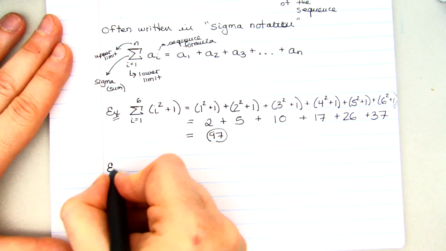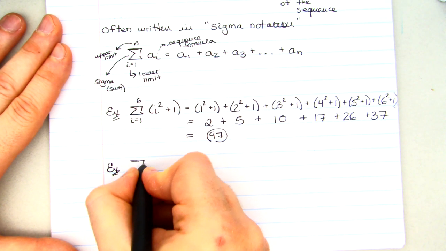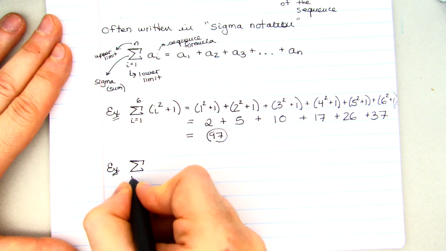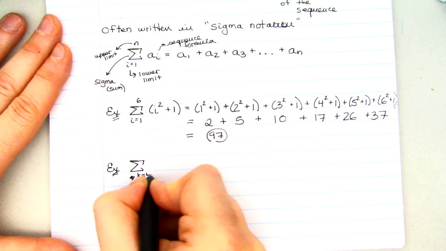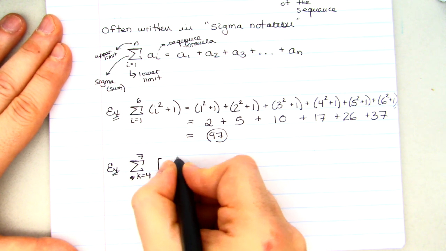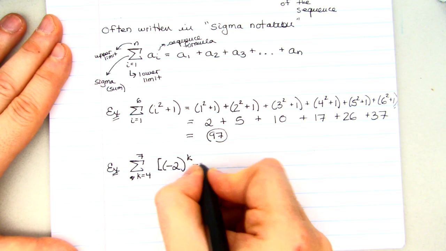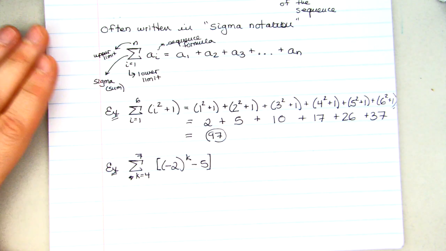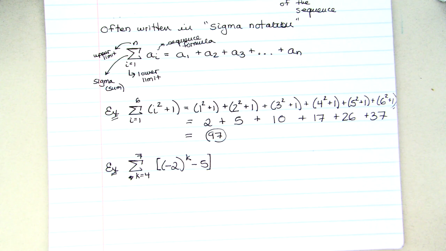Let's do a slightly harder one. Let's deal with the sum as k goes from 4 to 7 of negative 2 to the k minus 5. What are you going to plug in first? 4. Plug in 4, plug in 5, plug in 6, plug in 7, and then add things up. See what you can do. Write out those terms, show the plugging in step, show the simplified step, give me a sum.